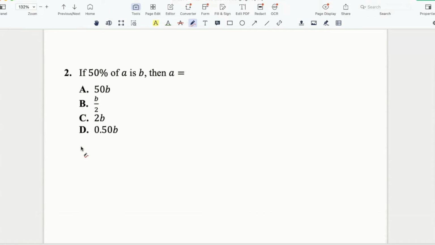If 50% of A is B, then what is A? 50% of A is B. So 0.5 A is B. So A by 2 is B. So A is 2B. Option C.